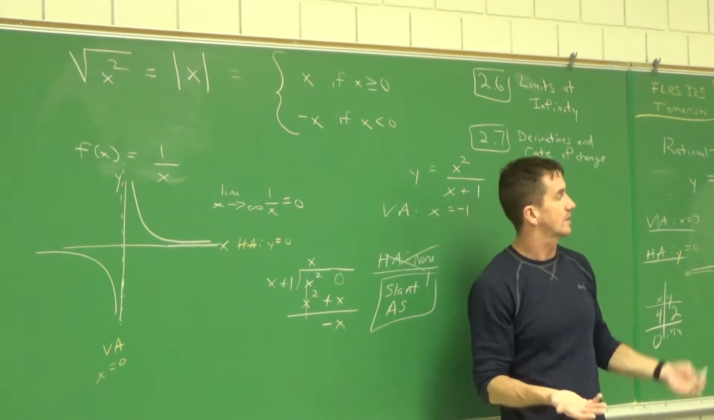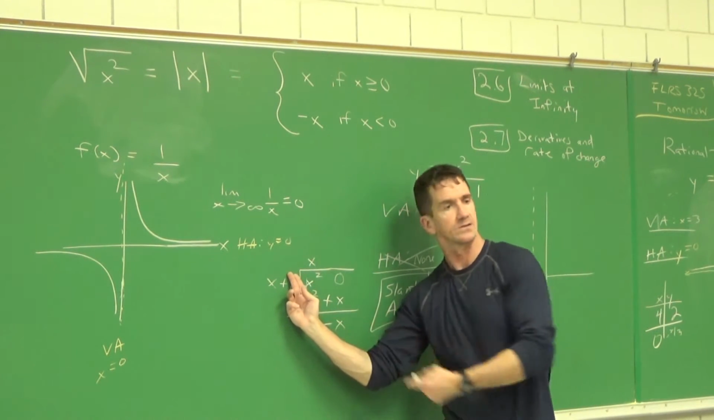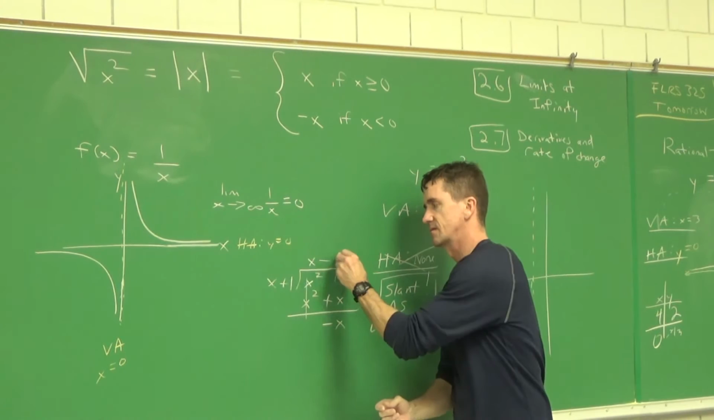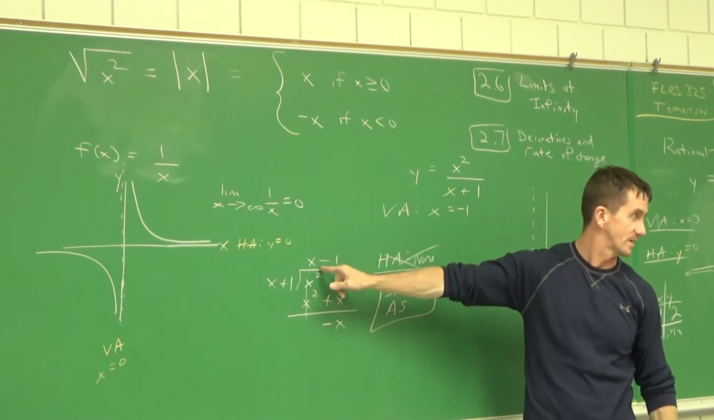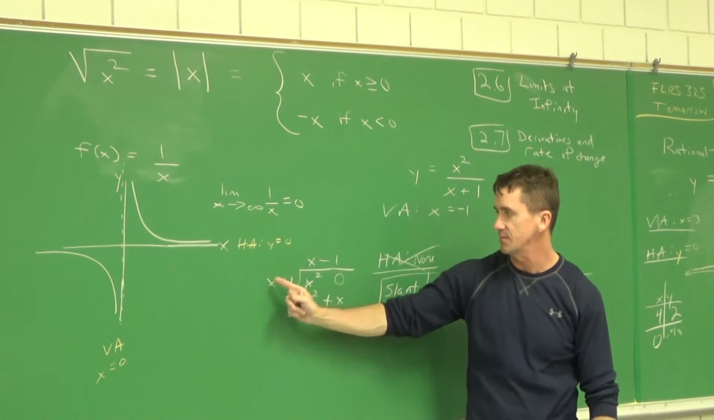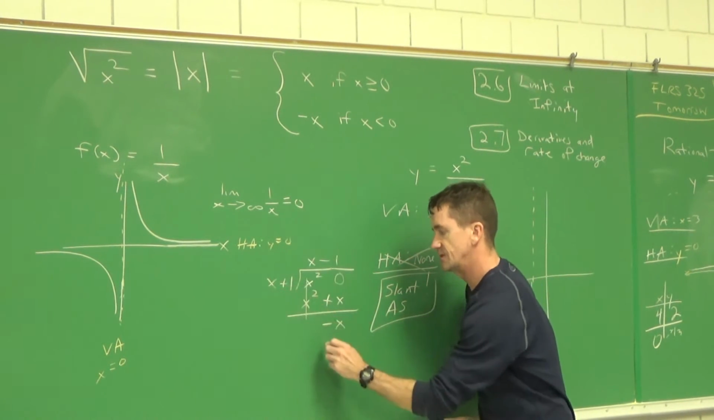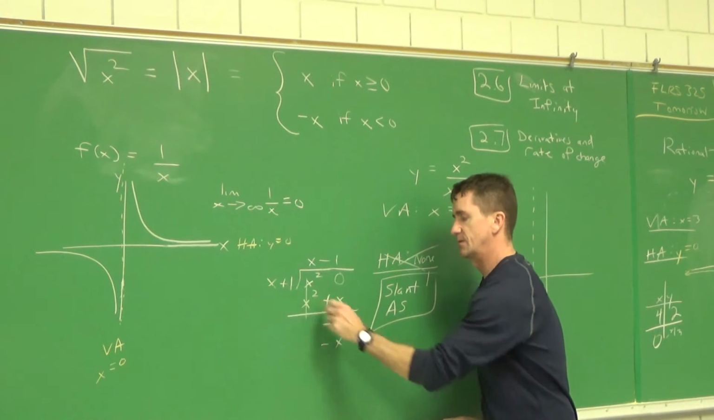Now you ask yourself the same question. Hide the 1. x times what is negative x? Negative 1. And you just found the equation of the slant asymptote. It's right there. I'm going to go back and finish this out. Distribute, multiply that negative 1 to both of these. You get what? Negative 1 times x, negative 1 times 1.